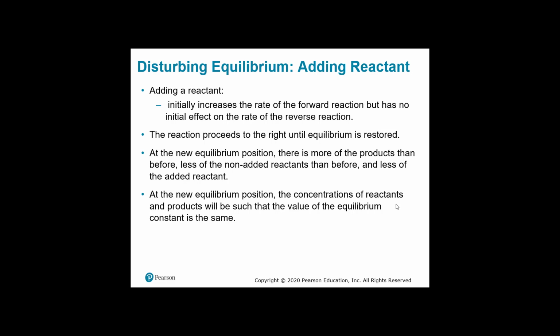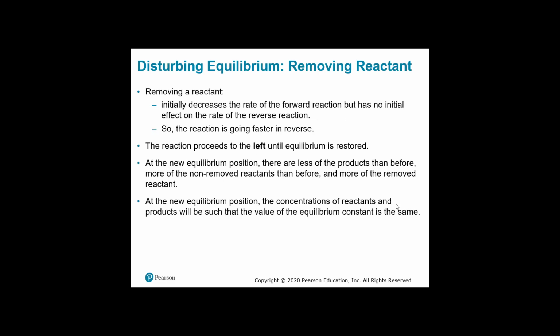So at the new equilibrium position, there are more of the products than before, less of the non-added reactants than before, and less of the added reactant than before. So the concentrations are going to change. However, the equilibrium constant is now back and restored. The concentrations of reactants and products will be such that the value of the equilibrium constant stays constant. So the changes that happen will happen to get that equilibrium constant back to what it was.